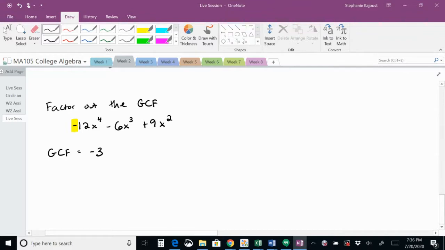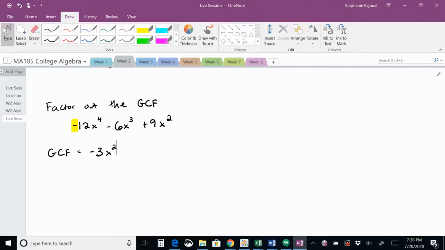Now I'm going to look at my variables. I've got x to the 4th, x cubed, and x squared. If you've got a variable in every term, then you can factor it out, and you factor out the smallest exponent. The smallest exponent here is x squared, so I can factor out an x squared. That's my greatest common factor. It's going to be negative 3x squared.